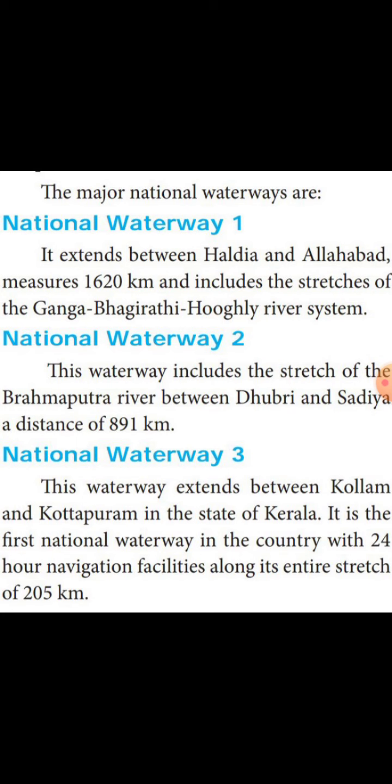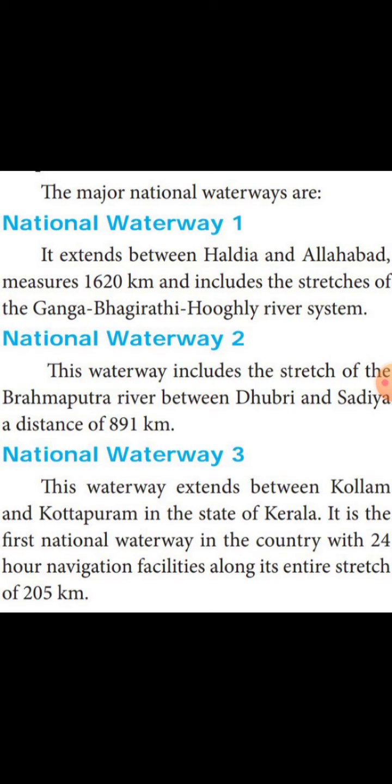Then the second one is National Waterway 2. This waterway includes the stretch of the Brahmaputra River. It extends between Dhubri and Sadia. The distance of National Waterway 2 is 891 kilometers.